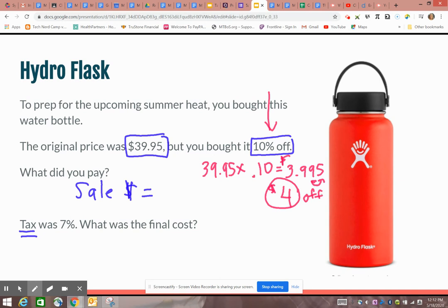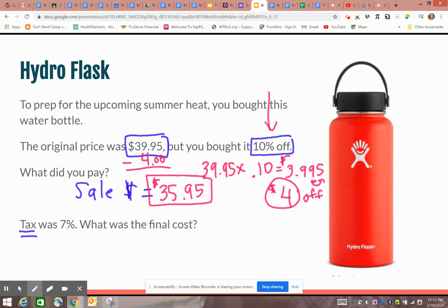So to figure out my sale price, I'm going to go back to my $39.95, and I'm going to subtract $4. That's my discount. So when I subtract them, I still have 95 cents and $35. So part one is complete, and that's exactly what we've been doing in these last couple of problems, but we need to go to one more step.